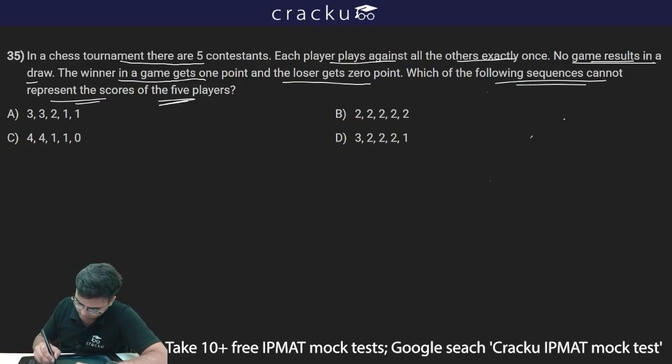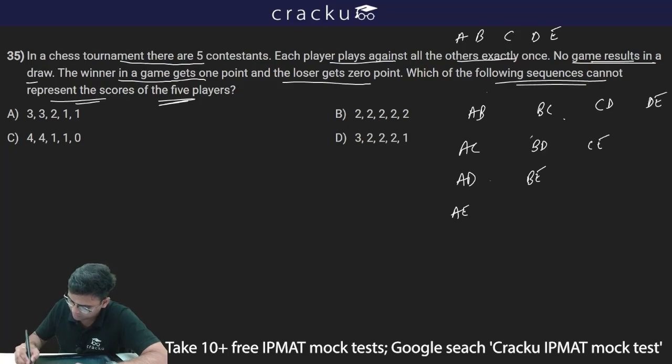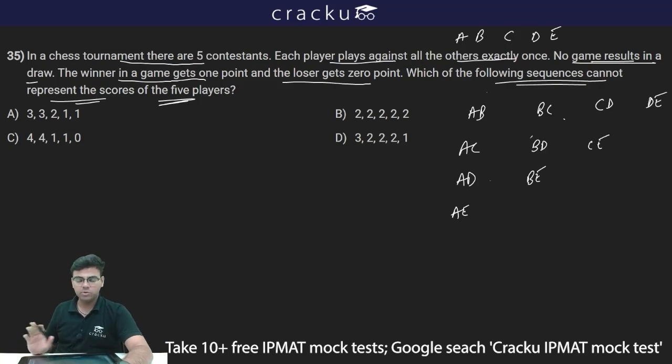So let's say the 5 players are A, B, C, D and E. The possible games will be AB, AC, AD and AE. Then we have BC, BD and BE, CD and CE, and then we have DE. So these are the 10 games, 5C2, which will happen.